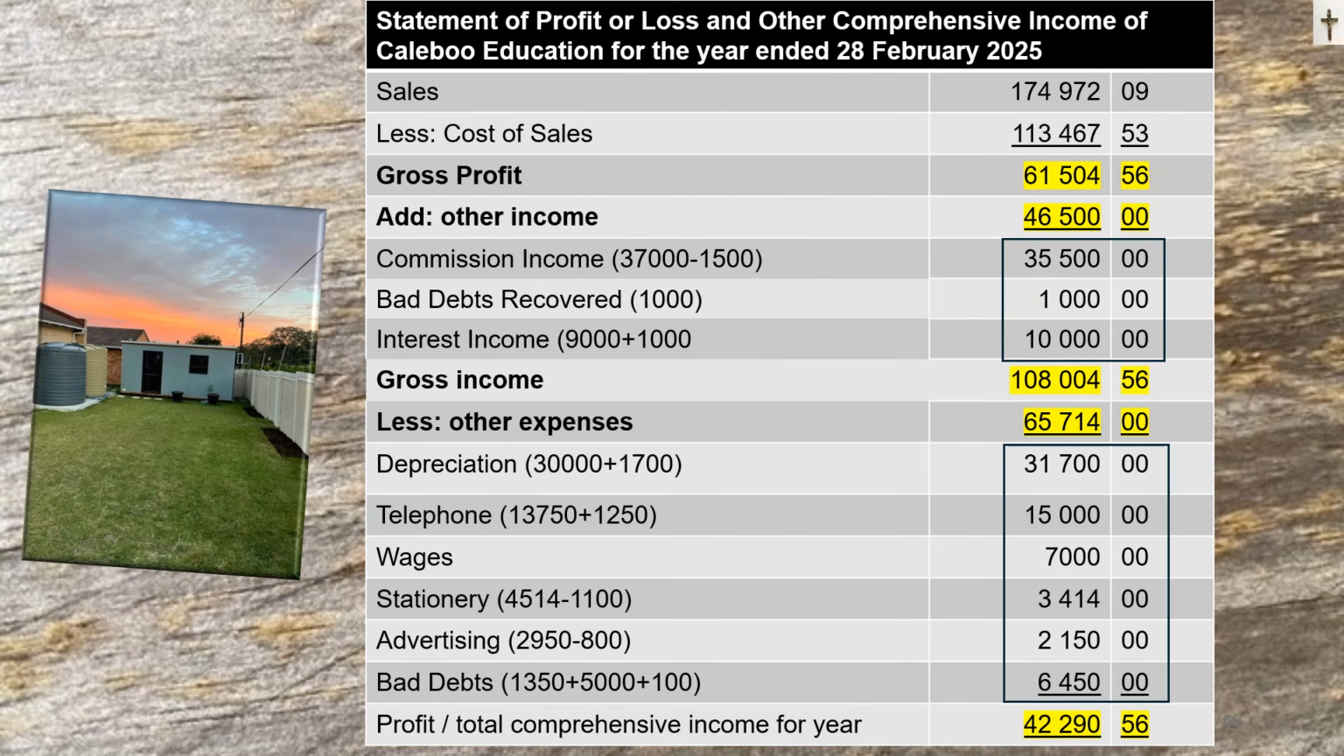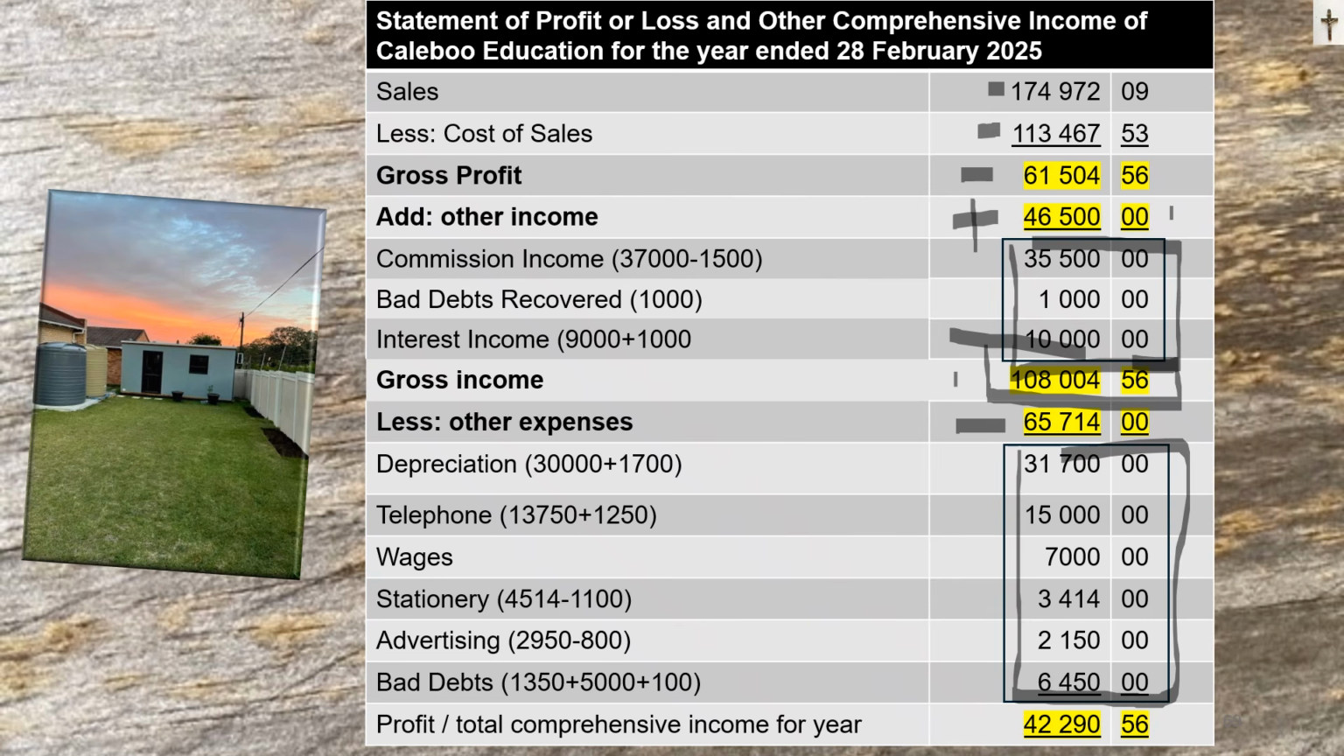So the gross profit, I just said sales minus cost of sales. Add other income, add those three together, you get the other income. The gross income is the gross profit plus the other income, less the expenses. You add up all the expenses and you put them in, and then your gross income less your other expenses. In this case here, we've made a profit of 42290 and 56 cents.